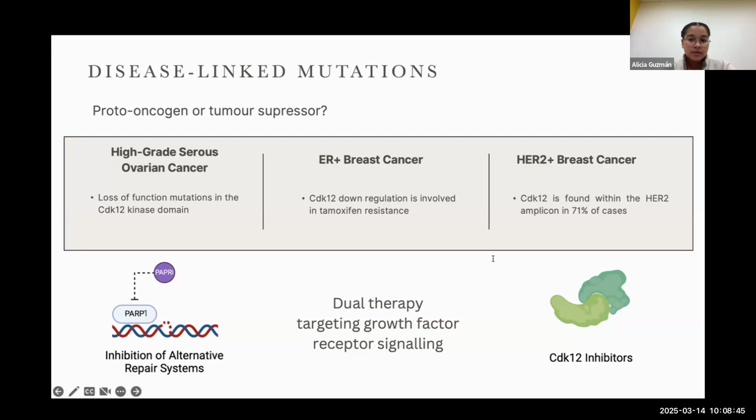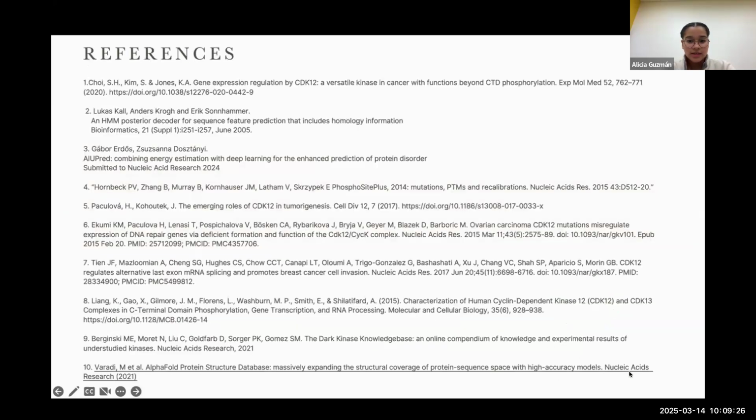New treatment options are currently being investigated for all of these 3 diseases. For example, the inhibition of PARP1, an alternative repair system of the DNA damage, which would act after CDK12 loss of function. For ER-positive breast cancer, they are investigating the usage of dual treatment strategies that target ER signaling and the newly activated growth pathways. And finally, for HER2-positive breast cancer, they're looking into CDK12 inhibitors that can downregulate both the expression of HER2 receptors and the CDK12. And with this, here are my references, and thank you very much.